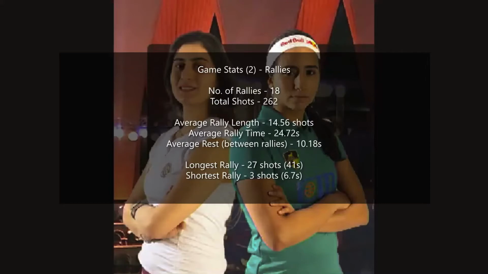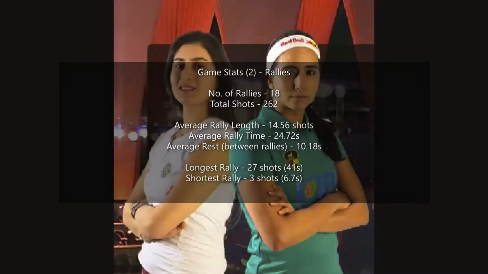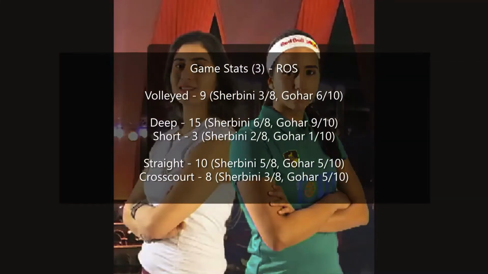The longest rally in the game was 27 shots and a duration of 41 seconds. The shortest rally in the game was 3 shots with a duration of 6.7 seconds. Next we look at returns of serve.